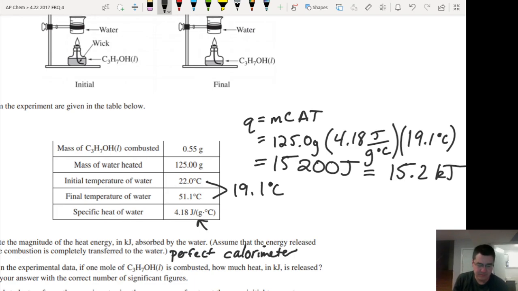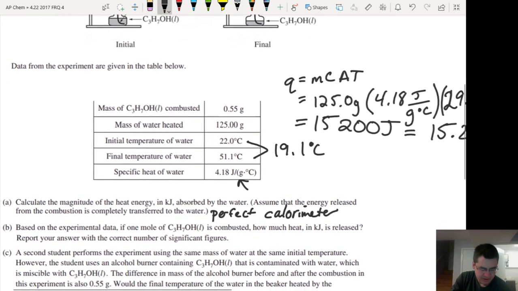Yes? 51 minus 22 is 29. Oh, 29, not 19. Thanks. It comes out to 15.2 kilojoules, and this is from their answer, so I know that that's correct, but my subtraction was incorrect.